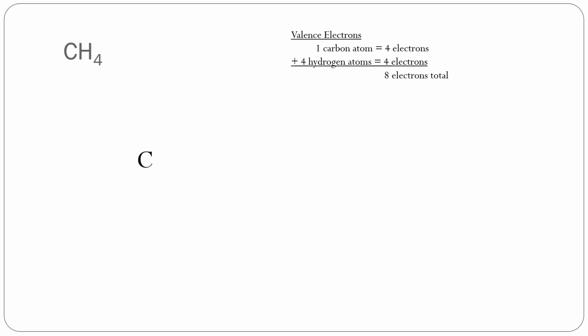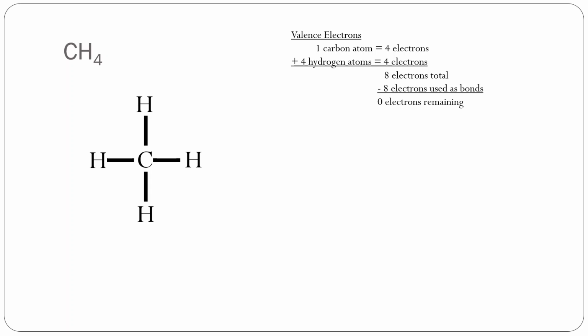Around the carbon, we'll draw the other atoms. We're not worried about shape at this point, so anywhere else around the carbon atom, we'll draw the hydrogen atoms. Next, we'll draw the connections to show the bonds. Remember, these bonds represent a pair of electrons. So out of the 8 valence electrons available for bonding, we've used all 8 for bonds, which leaves us with 0 electrons remaining. This is the Lewis structure for methane.